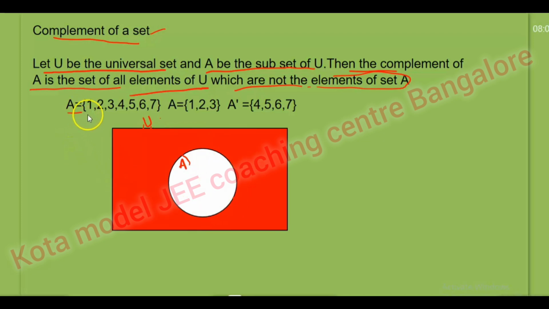For example, the set U contains 1, 2, 3, 4, 5, 6, 7, and the set A contains 1, 2, and 3. But A dash, the complement, contains 4, 5, 6, and 7. You can understand very well by these diagrams.